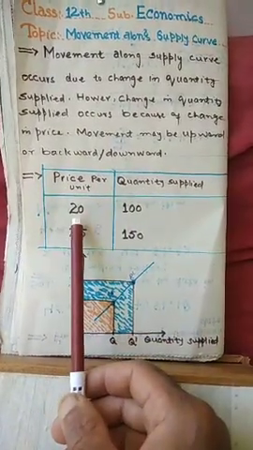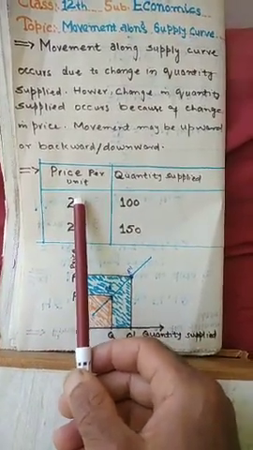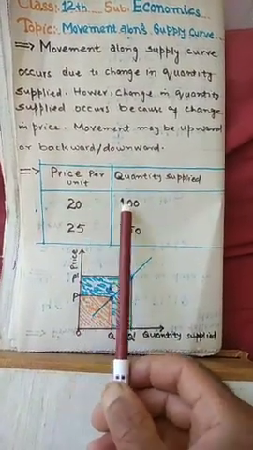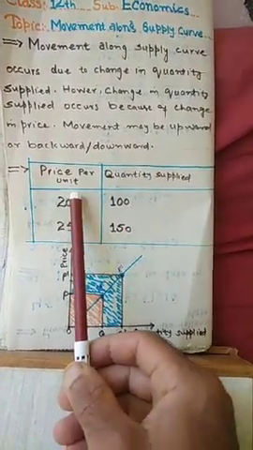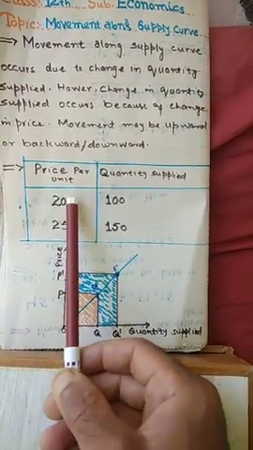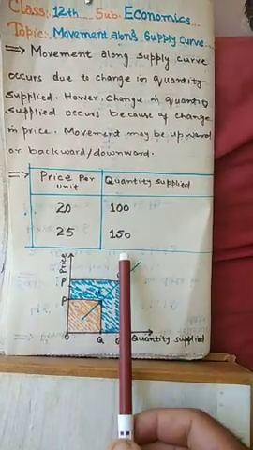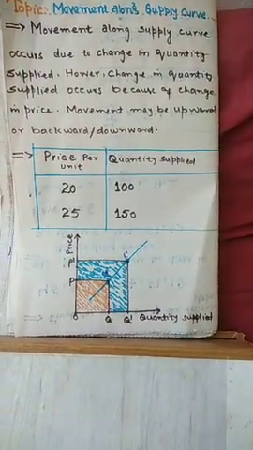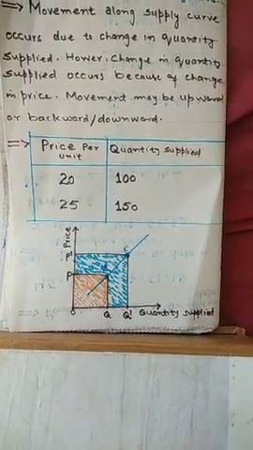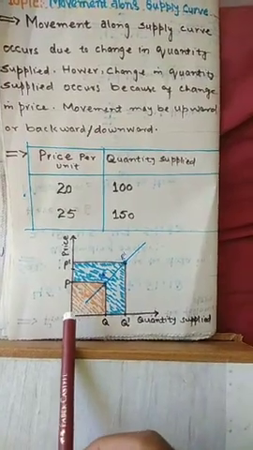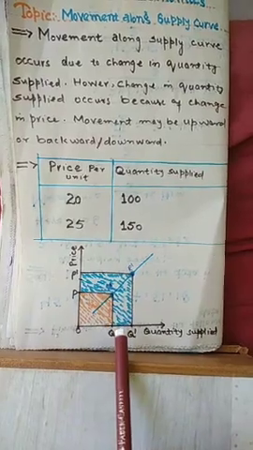Price per unit 20 and then 25. When price per unit is 20 rupees, 100 units are supplied. However, when price rises from 20 to 25, the quantity supplied also increases from 100 to 150. I have shown it through a graphical representation. For example, I have shown here that when price was OP, the quantity supplied was OK.